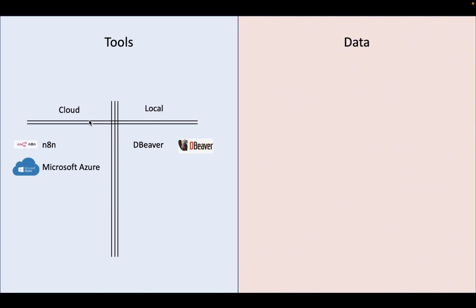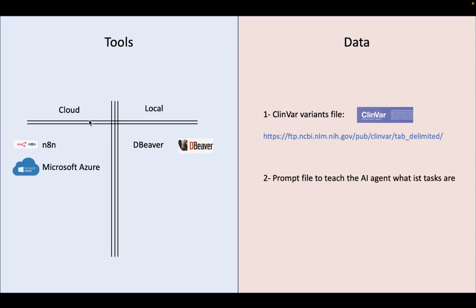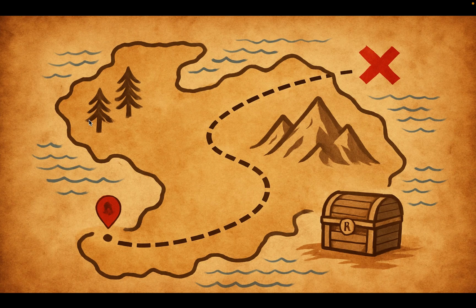With respect to the data, we will be using ClinVar variants from NCBI through this URL. And the last thing is a prompt file which contains instructions that we will be teaching the AI agent later on how to handle the ClinVar data and how to understand it in order to be able to answer our questions at the end.